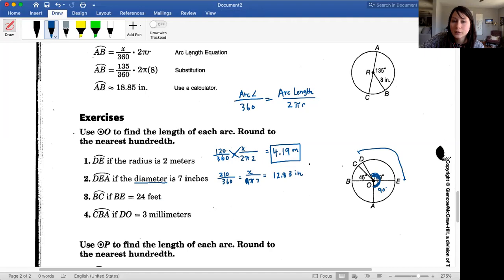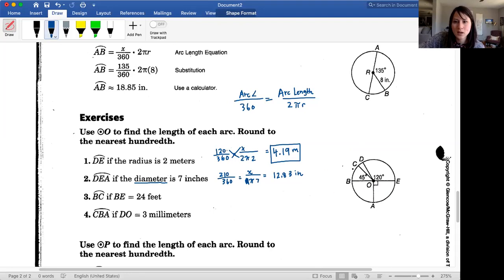Okay, so be careful if they're giving you the diameter. You've got to make sure you're using the right formula to find the circumference, right? Because if it's the radius, it would be 2 pi r. If it's the diameter, you just have to do diameter times pi, like we did last time.